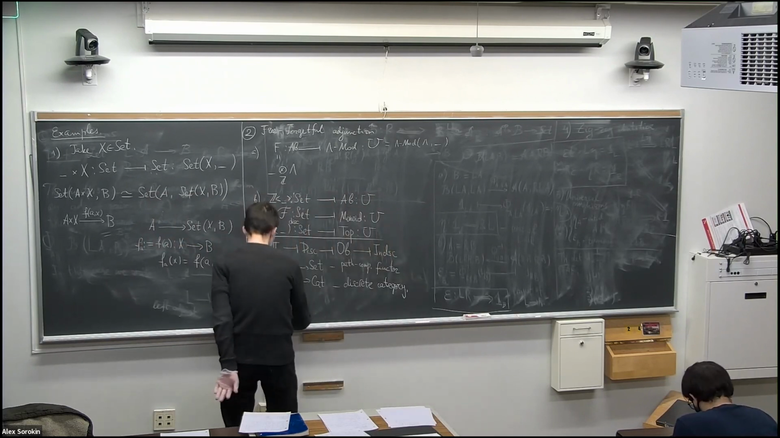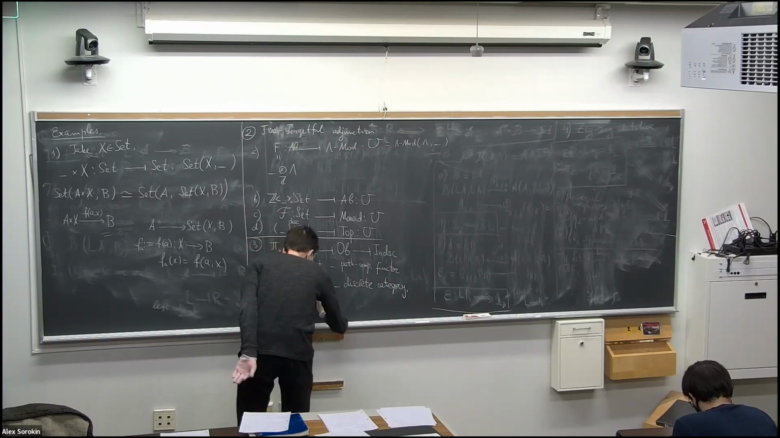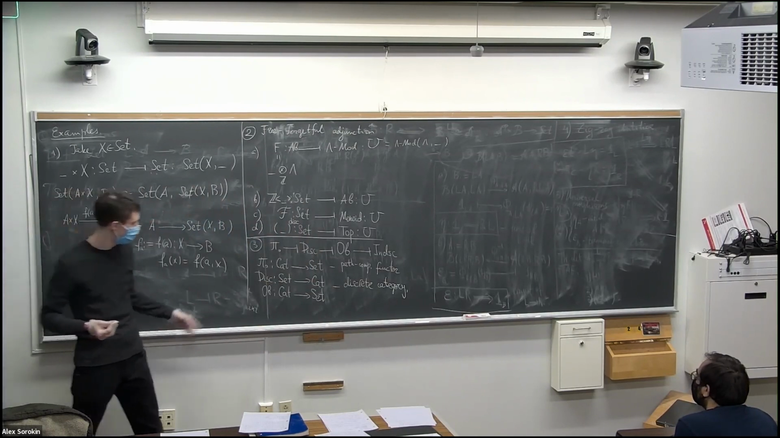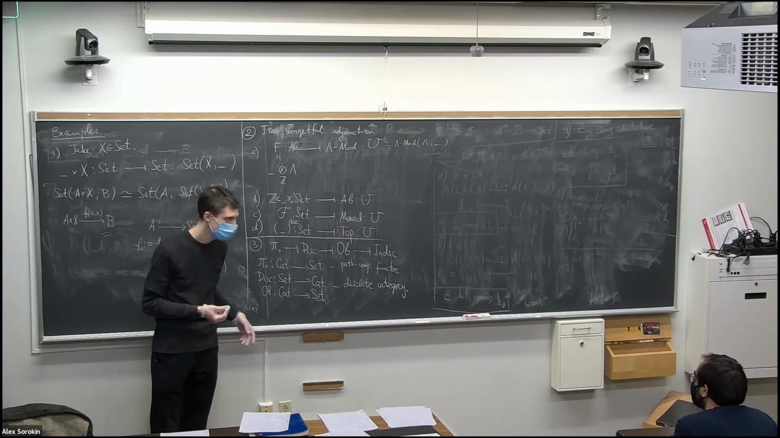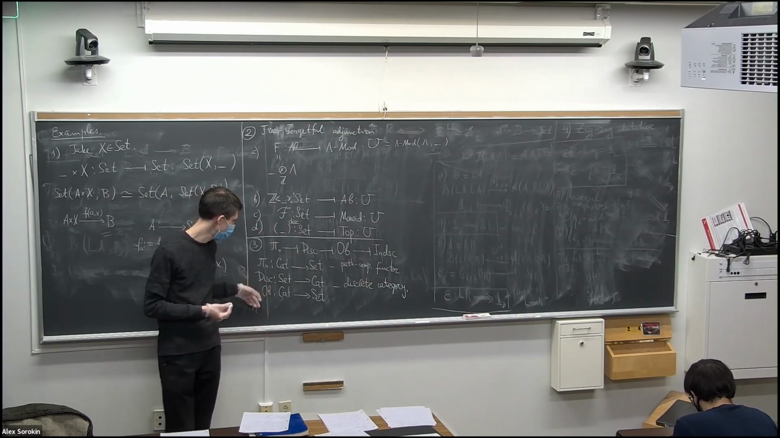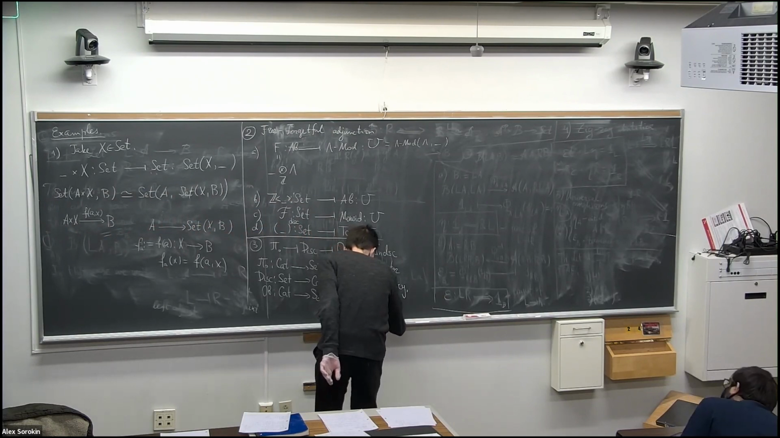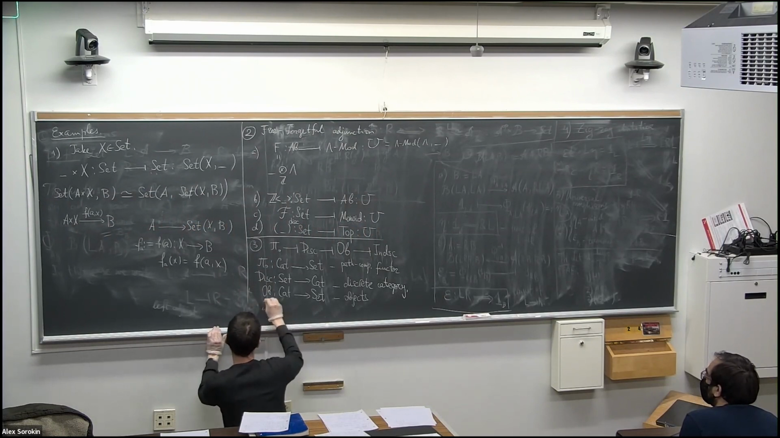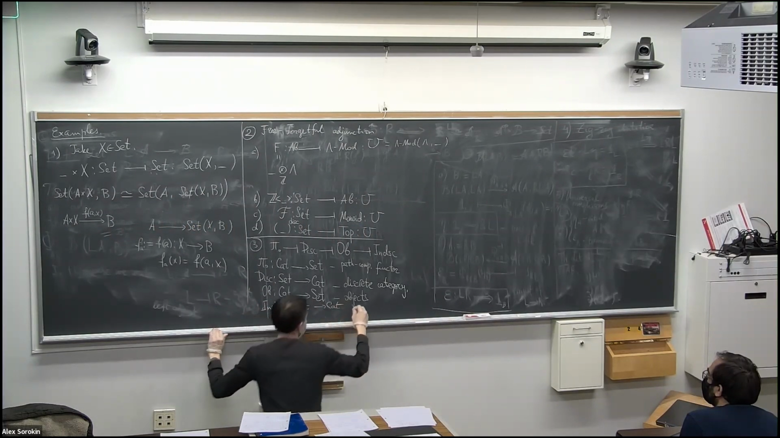Then objects. You are going from Cat to set. It's the functor which forgets morphisms. Okay, this is a forgetful functor. This is forgetful. This is free. And the last one, indiscrete. It's the indiscrete case.